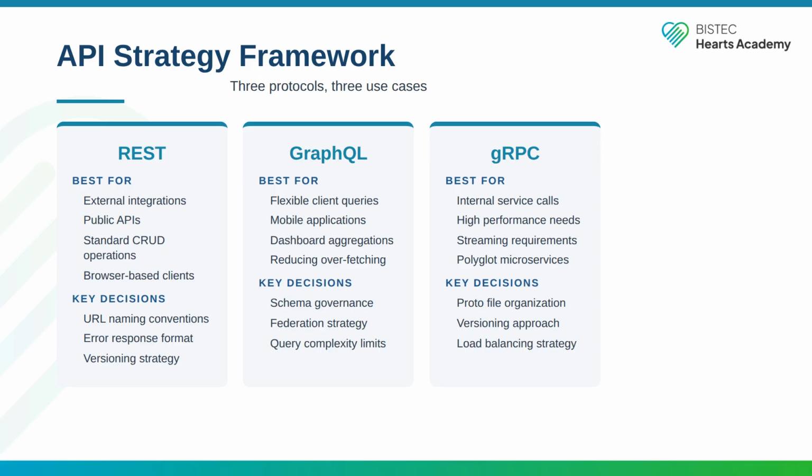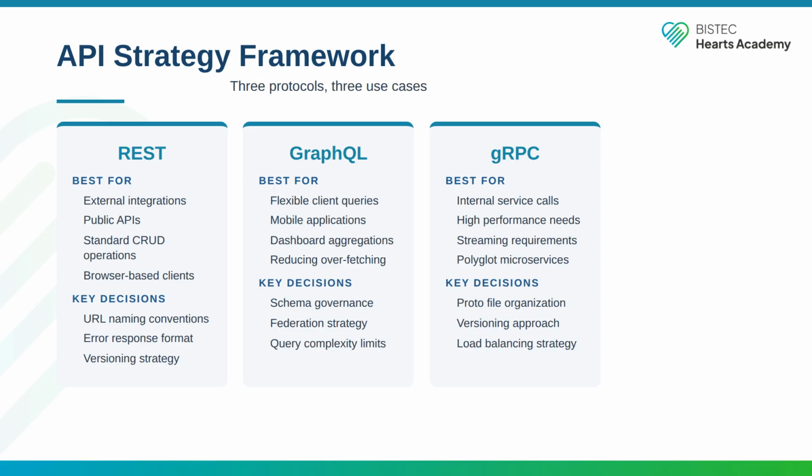For service-to-service communication inside your mesh, gRPC is 2 to 10 times faster than REST because it uses HTTP/2 multiplexing and header compression and protocol buffers for binary serialization. The schema is defined in proto files, which generate client and server code automatically. The downside: browser support is limited and it's less human readable than JSON. But for internal services where performance matters and both sides are your code, gRPC is the winner.